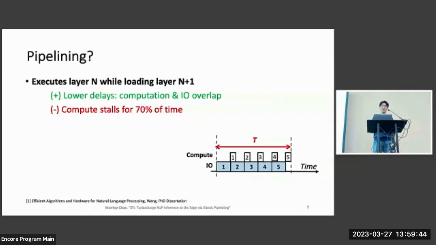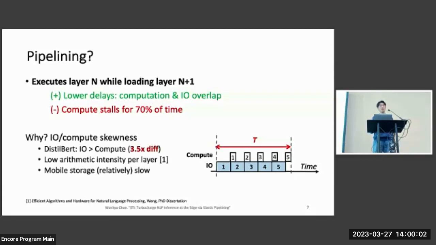Then what about pipelining? Pipelining executes and loads models layer-wise. The advantage is to overlap I/O and compute so that we hide the I/O latency a little bit. But a pipeline bubble still exists. In other words, computation is still underutilized. Why is this happening? Because of the I/O compute skewness. In this BERT, I/O loading takes 3 times longer than the computation time. The reason is that each attention layer has a low arithmetic intensity. In other words, the computation finishes quickly, and at the same time, mobile storage I/O is often relatively slow.